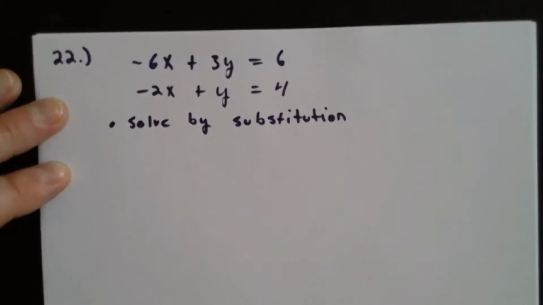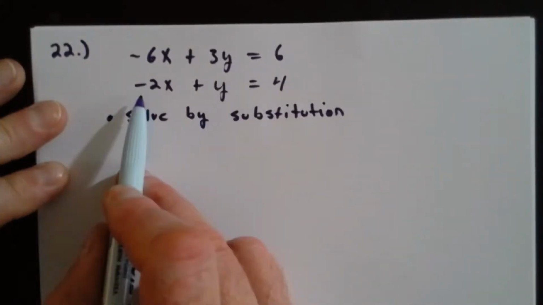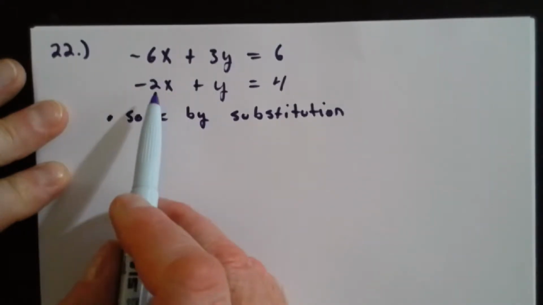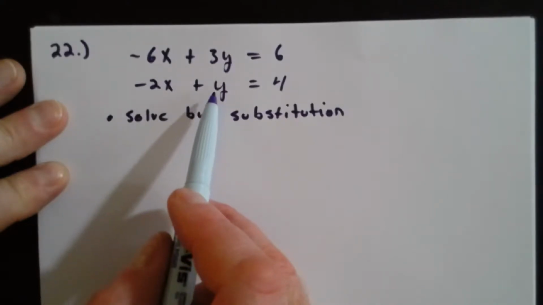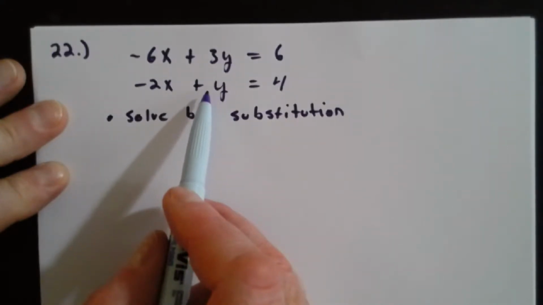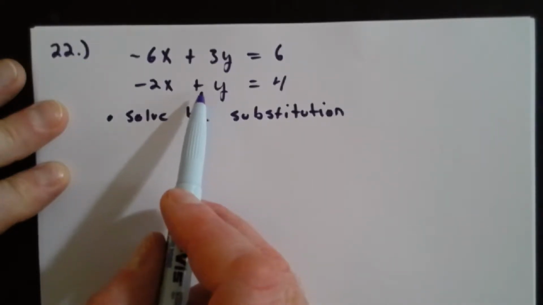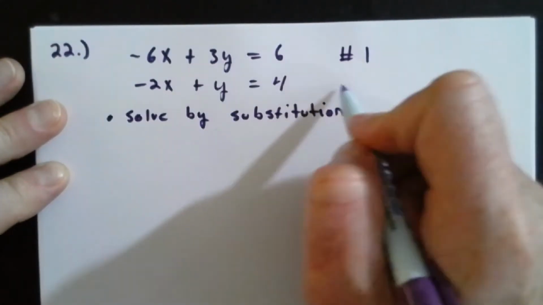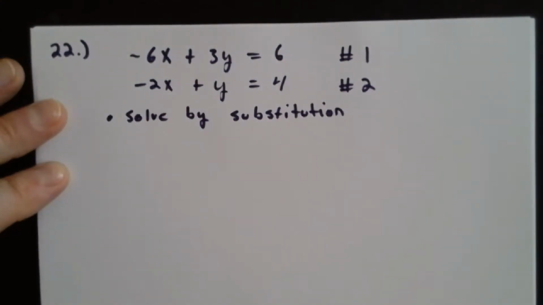We'll solve by substitution. And we can see here that we don't have one of these equations solved directly for y or for x. And so what we need to do is solve for one of those variables in terms of the other variable and then substitute that into the other equation. So we're going to number our equations as number 1 and number 2. Now, which one of these do we want to solve? We want to solve the second one for y in terms of x.